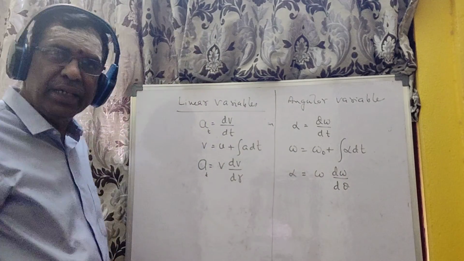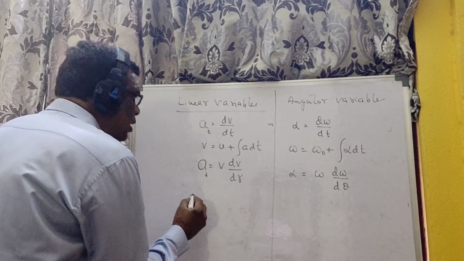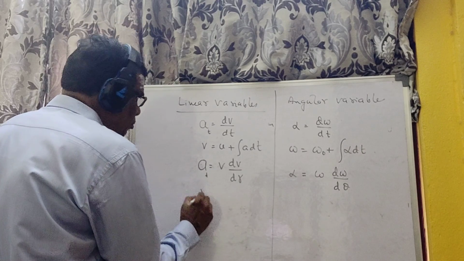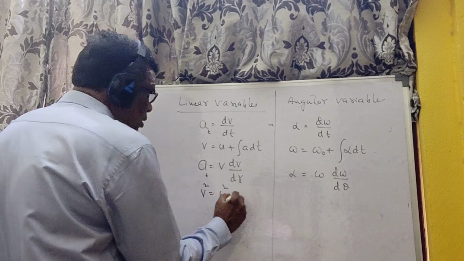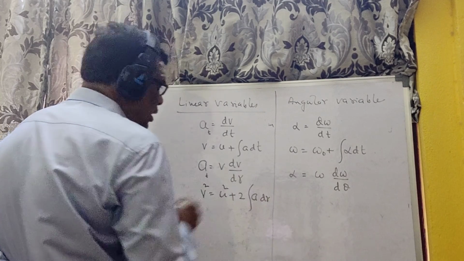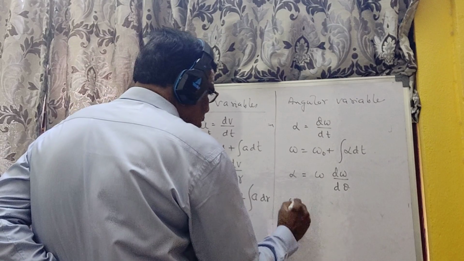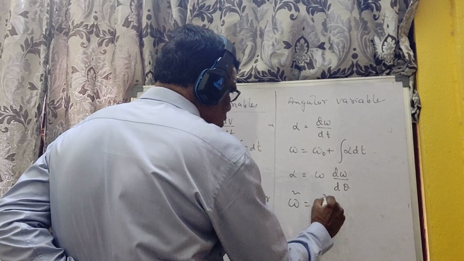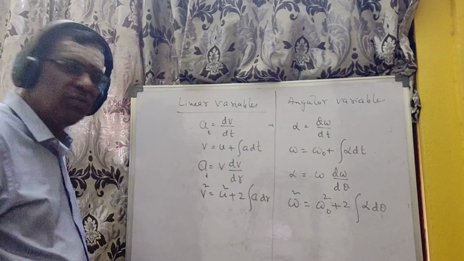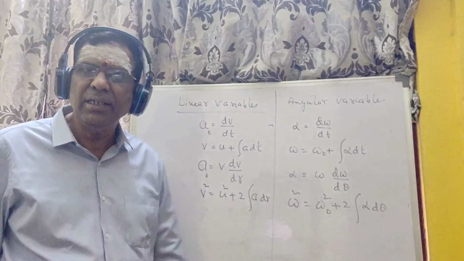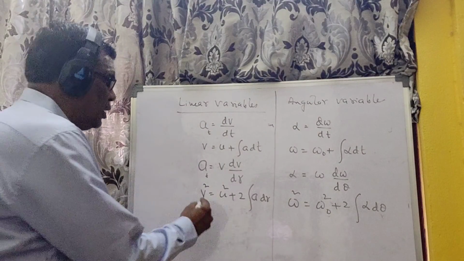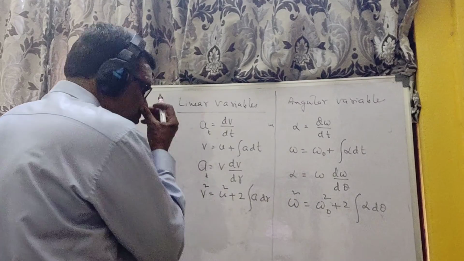Look at the correspondence. And here if I write v square is u square plus 2 integral a dr. In a similar way, omega square is omega naught square plus 2 integral alpha d theta. I hope you are not finding any difficulty anywhere in this. Okay? So you can directly use this.